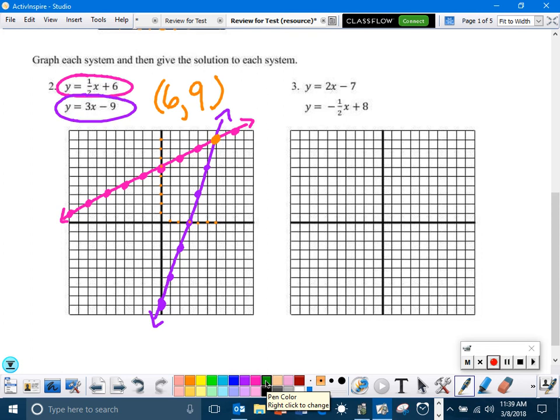Again, if I'm going too fast, just pause it. So -7. The slope is 2, so up 2 over 1. And go backwards.